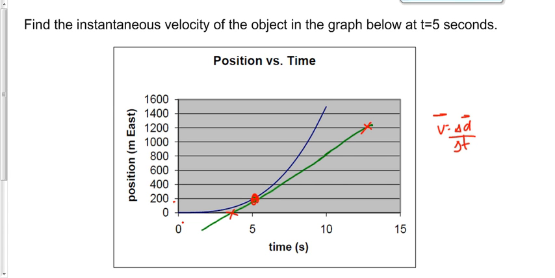Displacement here would be 1200 minus 0, because my final position is 1200, my initial position is 0. My time here would be, looks like about 12.5 seconds minus 4 seconds. 1200 divided by 8.5 gives me about 140.